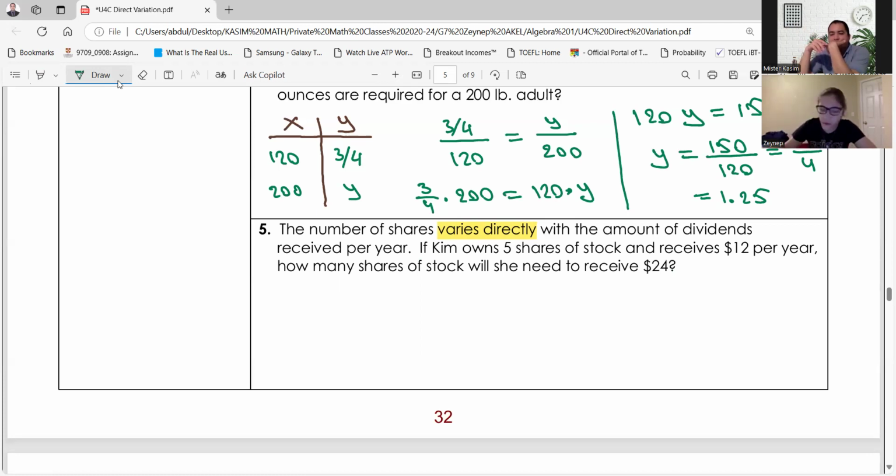So if she has 5 and gets $12 every year, it's asking how many stocks will she have to do to get $24 per year. How many shares? 7. Why 7? Why 7, Jaina? You really didn't understand anything.